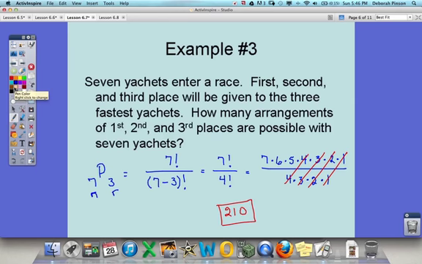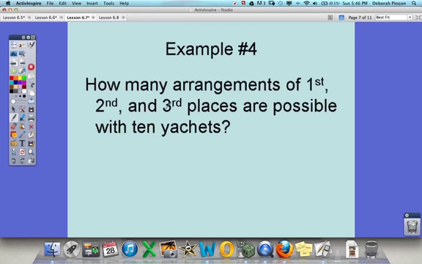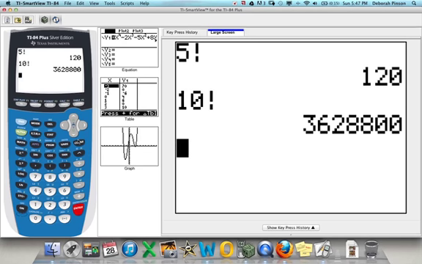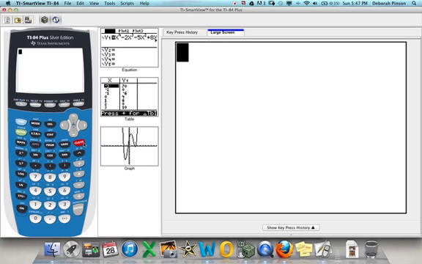Okay? Let's do one more of these, and then we're going to talk about combinations. Okay, same kind of situation with the yachts, still getting first, second, and third, but this time there are 10 yachts instead of 7. So I would set it up as 10 permutation 3. Now I want to show you how to do this in your calculator. Now you may have some calculators, some no calculators, so make sure you can do it by hand too. Now, if I'm doing 10 permutation 3, I'm going to put my 10 in first.